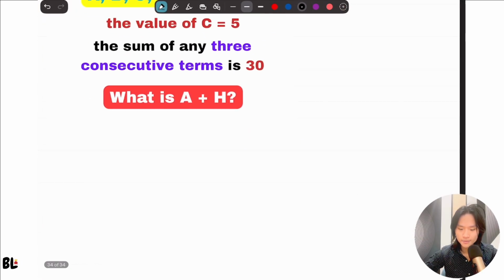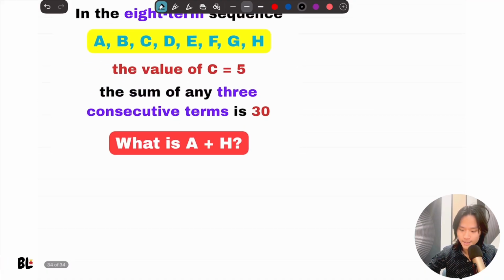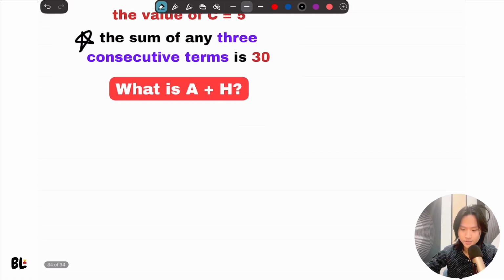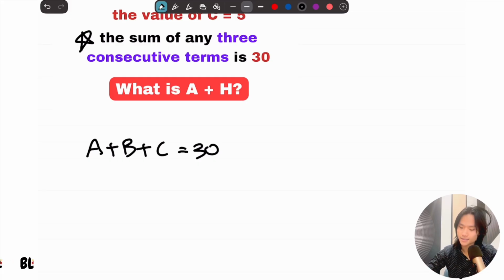So here's what I will do. We know that C is 5 and the sum of any three consecutive terms is 30, and that is the most crucial information. So let's apply that to the first three terms. A plus B plus C equals 30. I'm going to make a substitution: let A equal X. So A is X and C, which is given, is 5.